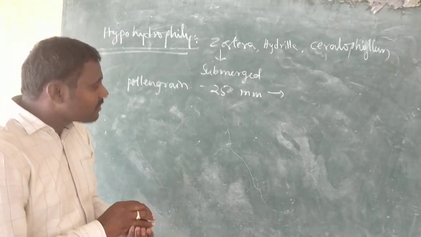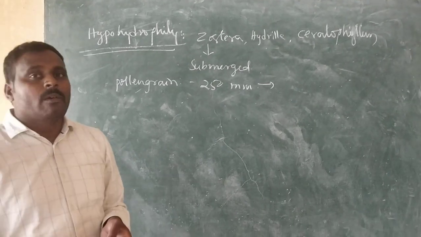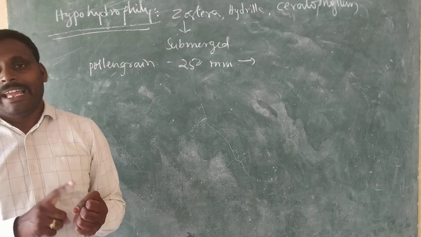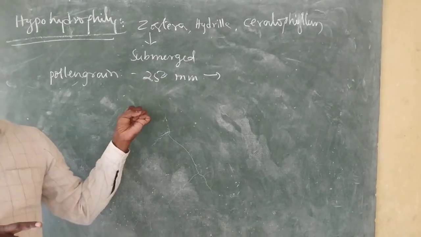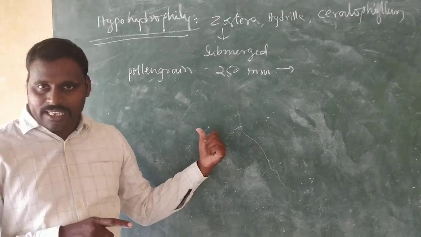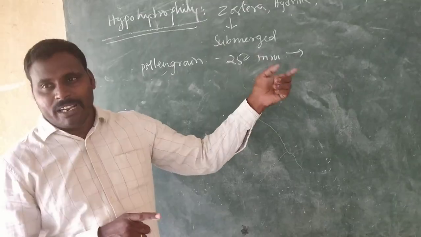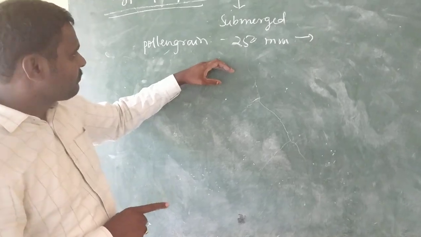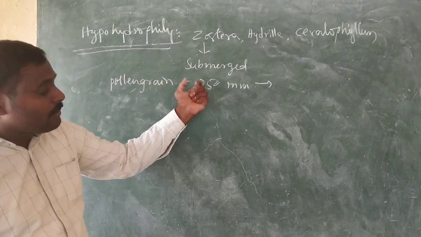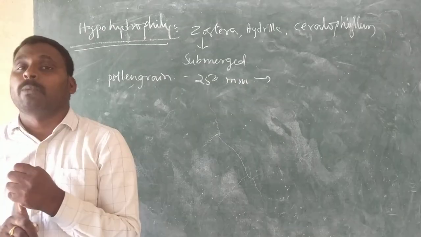In previous classes, we studied that pollen grains are covered with sporopollenin. That means exine. Pollen grain has two layers, outer layer and inner layer. Outer layer is called exine and inner layer is called intine. Exine is made up of sporopollenin. But the pollen grains of Zostera members do not contain sporopollenin.